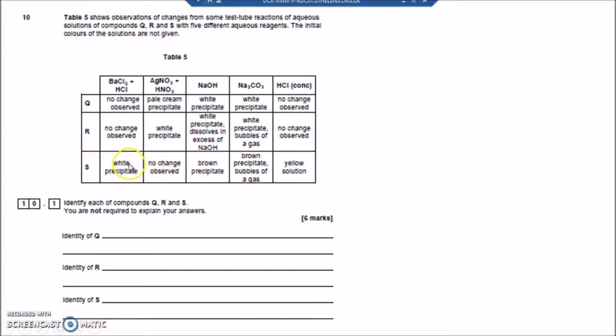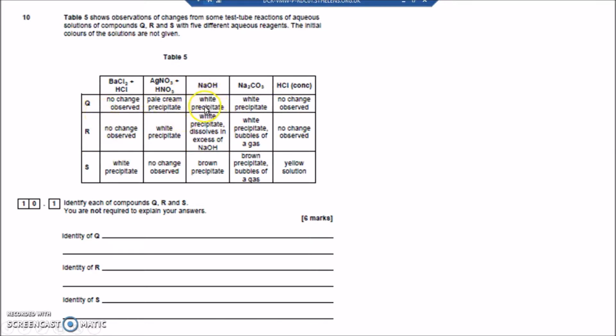But I know it's a sulfate because it's given a white precipitate with barium chloride, which is used to test for sulfates. And I know a brown precipitate with sodium hydroxide will be Fe(H2O)3(OH)3. And we'll see that in the second half of the question when we're asked to do equations, but it's iron 3 sulfate. Let's have a look what Q and R could be.